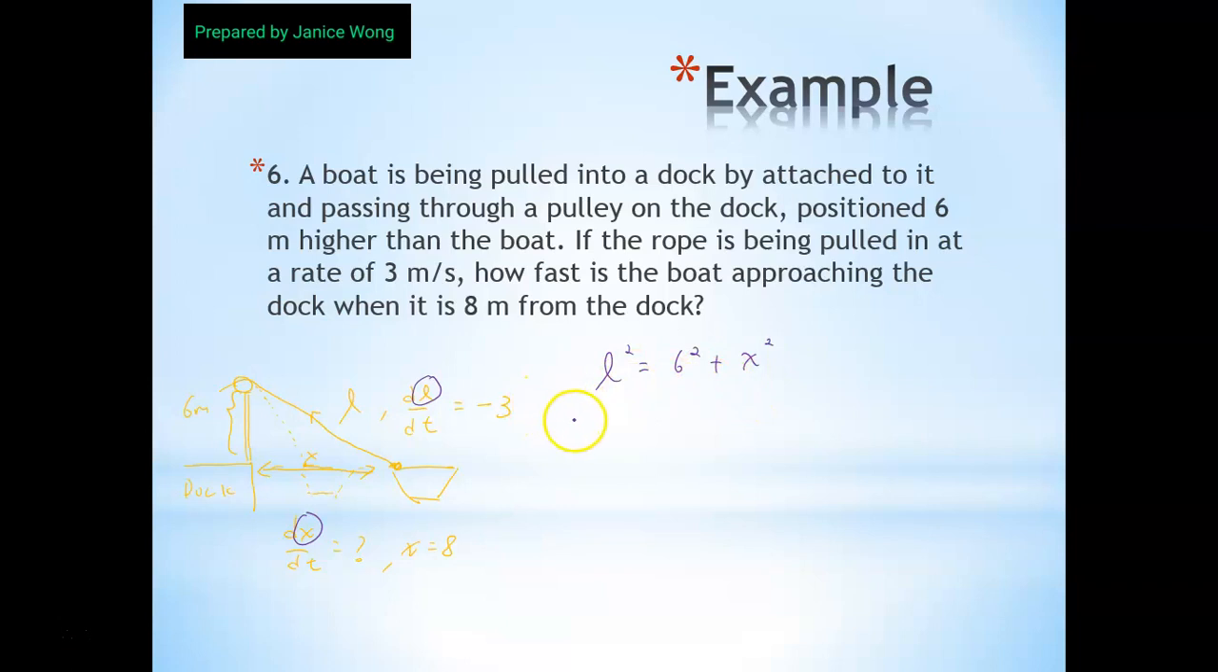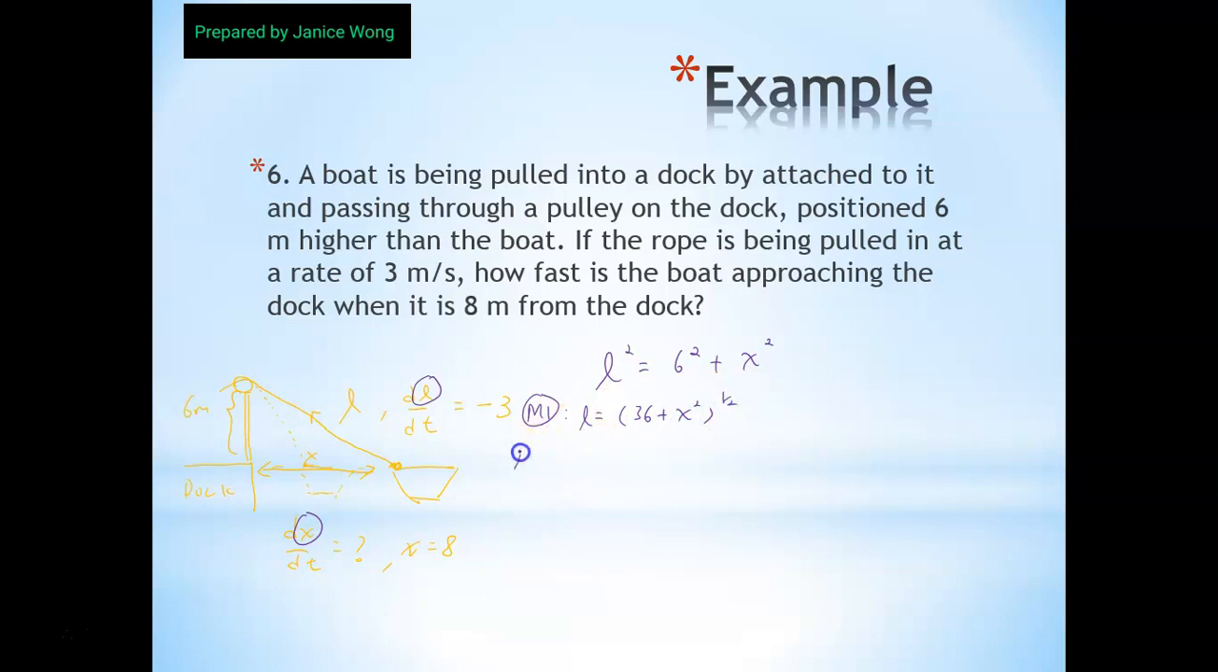We now start to differentiate. Two options. You can differentiate implicitly or differentiate by using chain rule. If you want to use chain rule, you must write L the subject. Method 1, using chain rule. Writing L the subject, we have L equals to 36 plus x squared, power half.